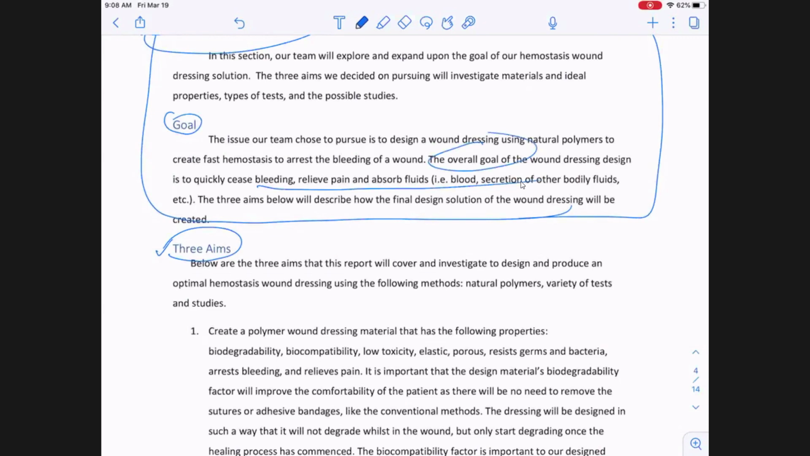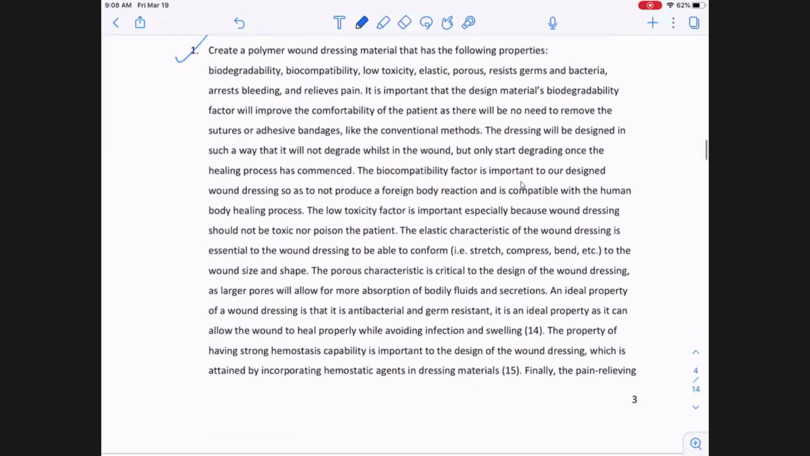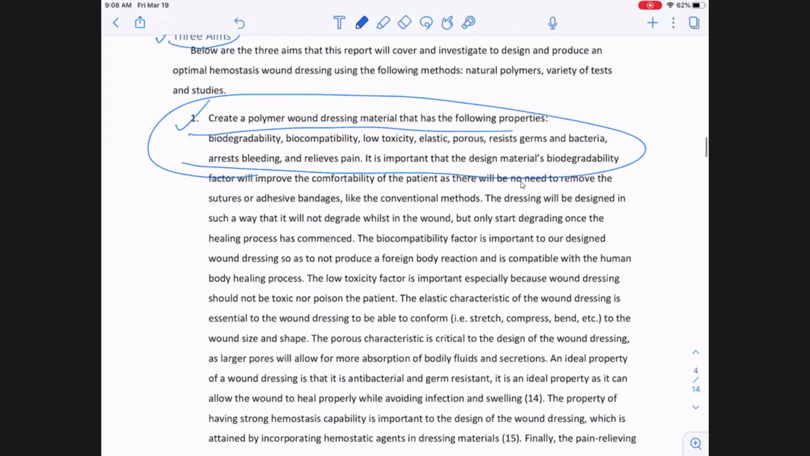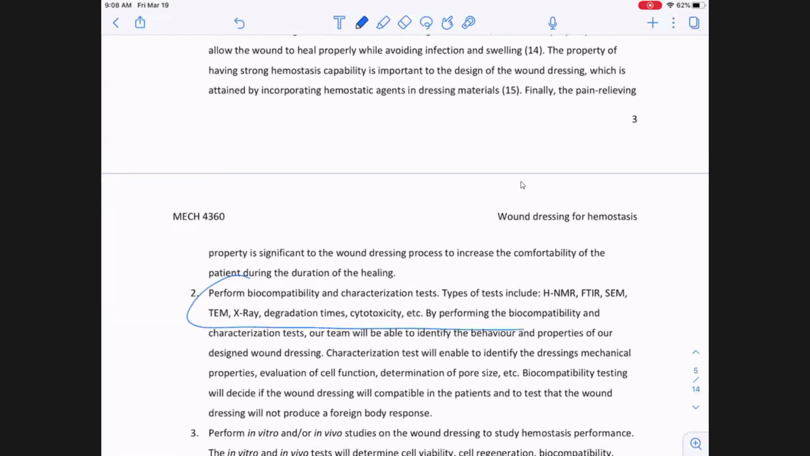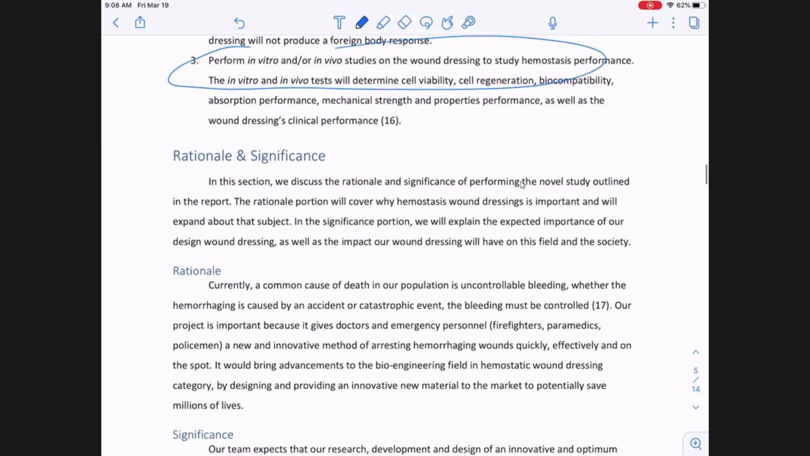The overall goal is to design a dressing to quickly cease bleeding, relieve pain, and absorb liquid. Then specifically, this part I want to say is too much, you just put one sentence. Specific aim 1, specific aim 2, and specific aim 3. And why you think your research is significant.